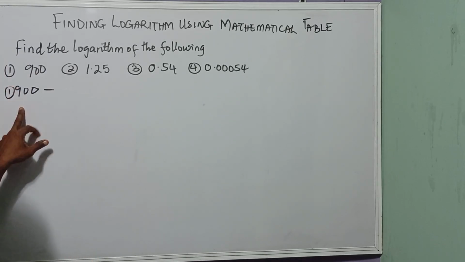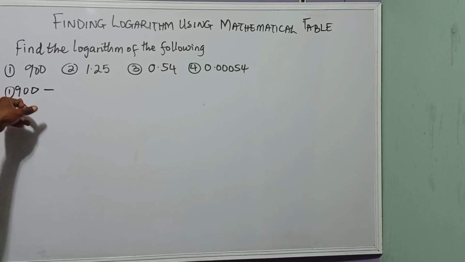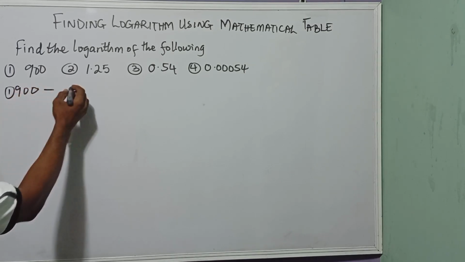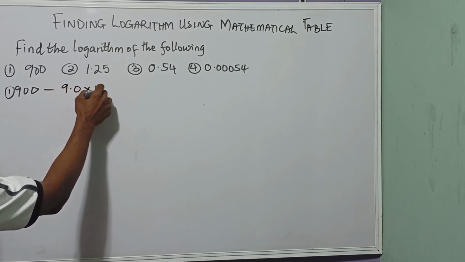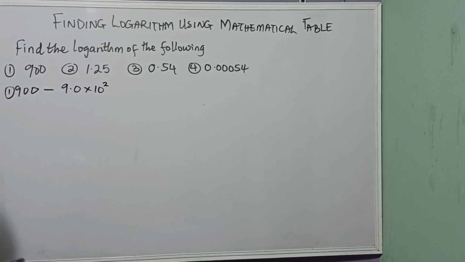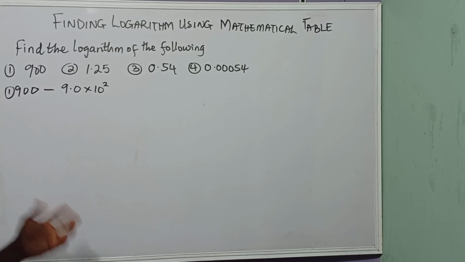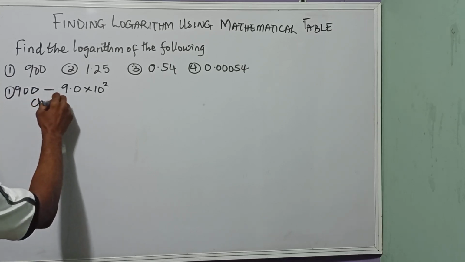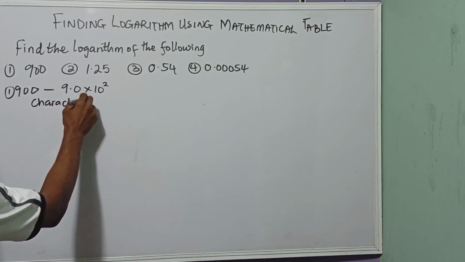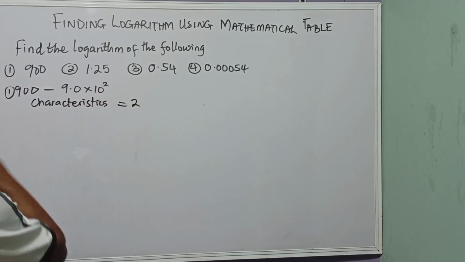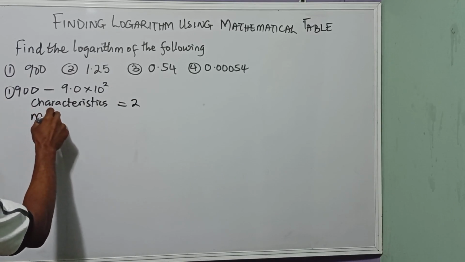Now, in this case, in our 900, our first non-zero digit is 9. So that means our point, which is out here, will be moving 1, 2 to give us 9.0 times 10 raised power 2. Now why is it 10 raised power 2? Because this point moved twice to get to this place. So this becomes 10 raised power 2. Now, to determine our characteristics, it would be the power to which it is raised, which is 2.